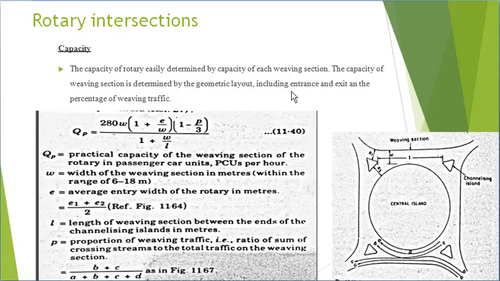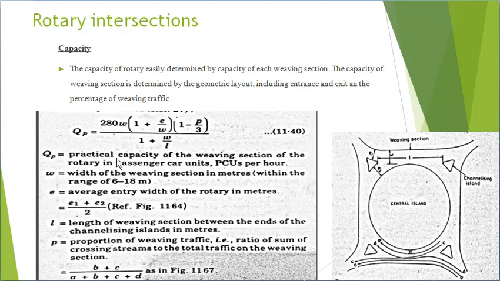Last one is capacity. The capacity of rotary is easily determined by capacity of each weaving section. Okay, by calculating capacity of each weaving section, we can calculate the capacity of the entire rotary. The capacity of weaving section is determined by geometric layout, including entrance and exit, and percentage of weaving traffic, and it is obtained by this equation. QP is equal to 280 W into (1 plus E by W) into (1 minus P by 3) divided by (1 plus W by L).